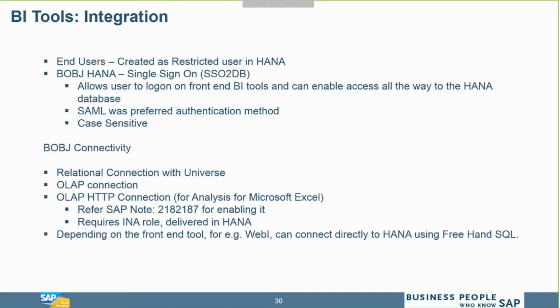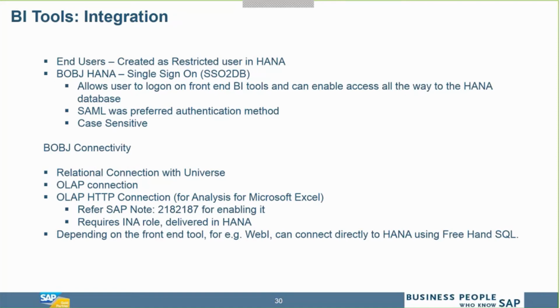Some of the connectivity options with BOBJ: you can create a relational connection and build a universe on top of it and use it in your reports. Or you can create an OLAP connection which can directly connect to the view. But if you're using Analysis for Office in your organization, the regular OLAP connection does not work, so you might have to create an OLAP HTTP connection. This is not introduced into BusinessObjects by default, so you have to enable it. I have given the SAP note number on how to enable the HTTP connection.